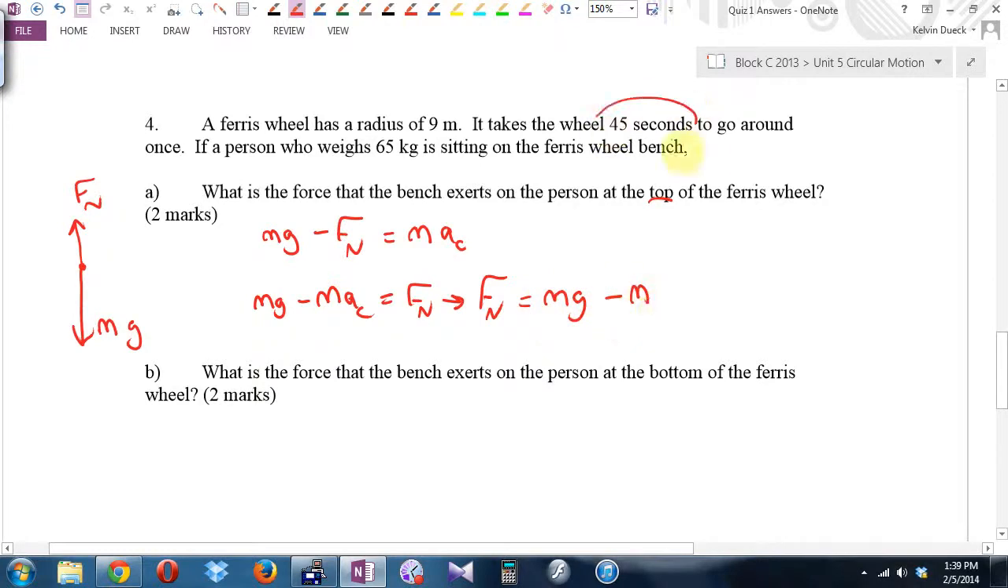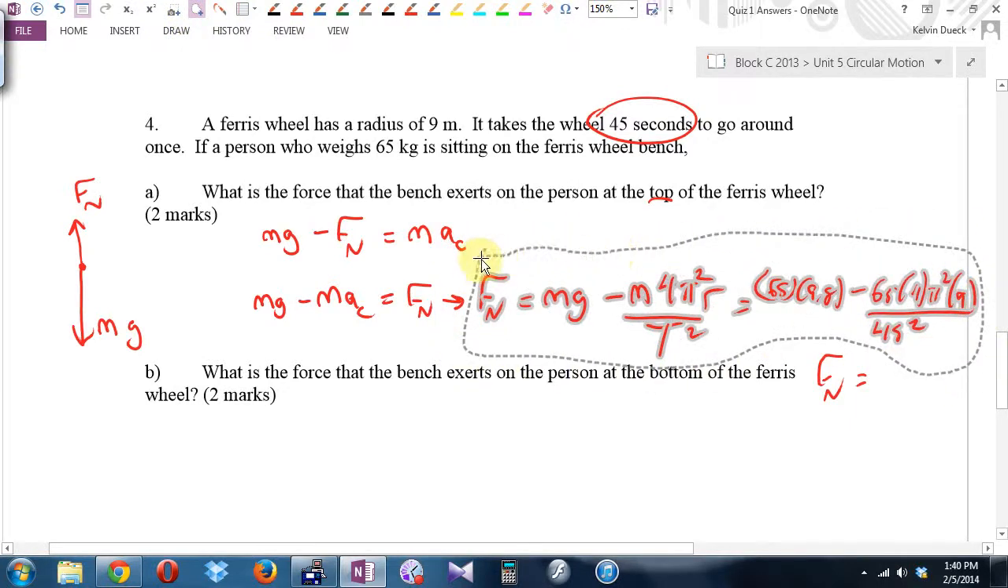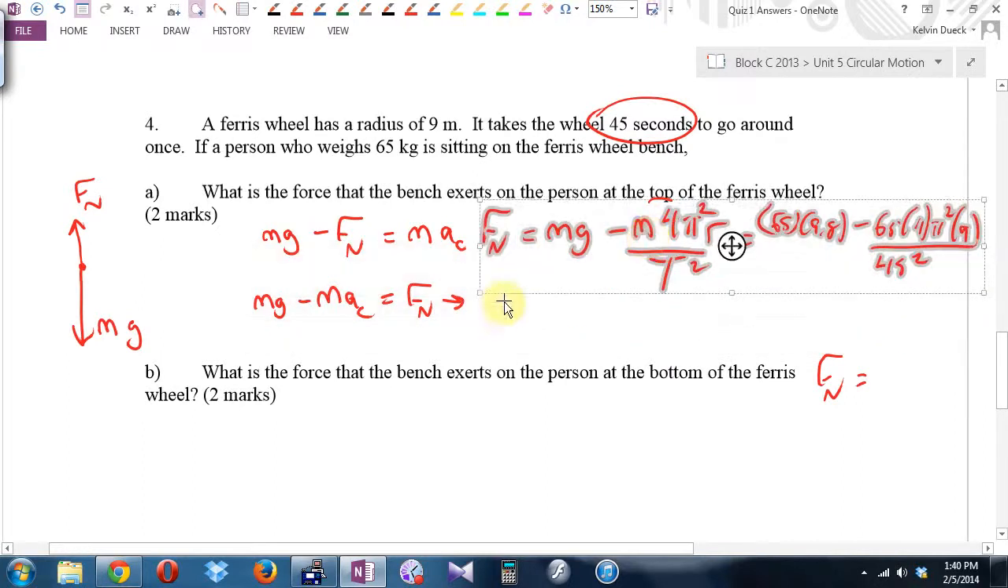Oh, they gave me the period. 4 pi squared r over t squared. It's going to be mass 65, 9.8 minus 65 times 4 pi squared, radius 9, all over 45 squared. I didn't do a very good job of using my space here, did I? You know what, Mr. Dueck? Let's be clever. There, that's better.